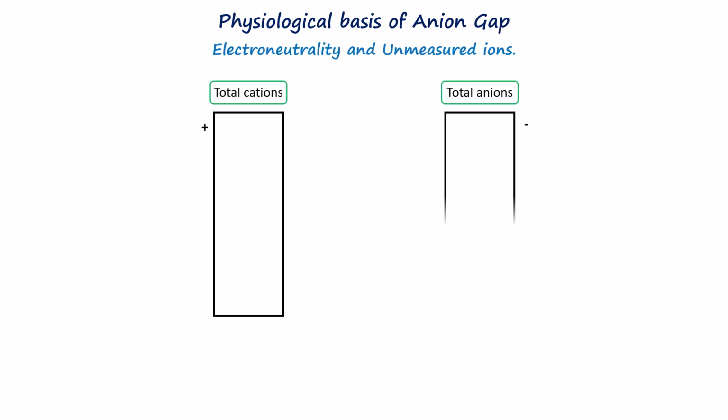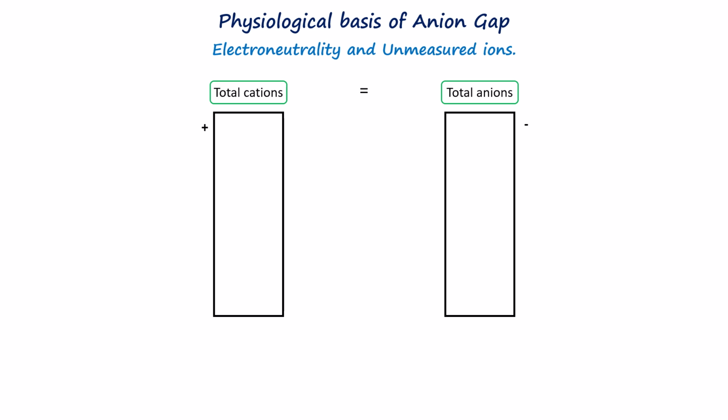Let's begin with the physiological basis of anion gap first. The physiological basis of anion gap involves two important principles. These are electroneutrality and unmeasured ions. Physiologically, the body maintains a balance between positive and negative charges or ions in the body to ensure a stable cellular function. This means that the sum of all the positive charges or cations must equal the sum of all the negative charges or anions.